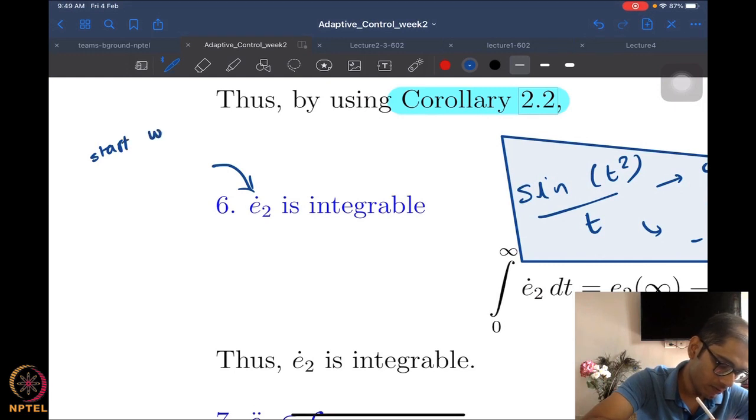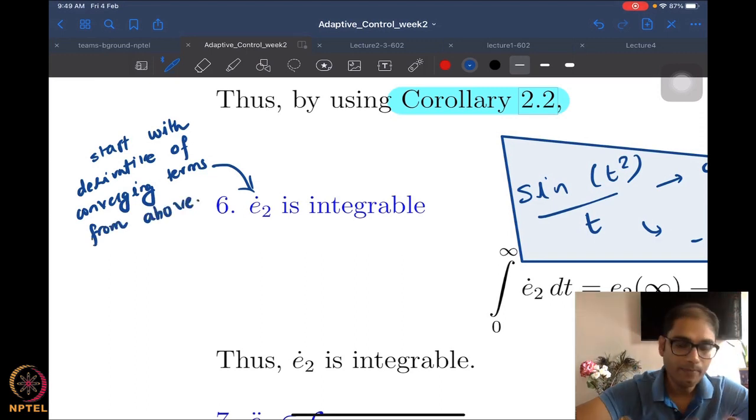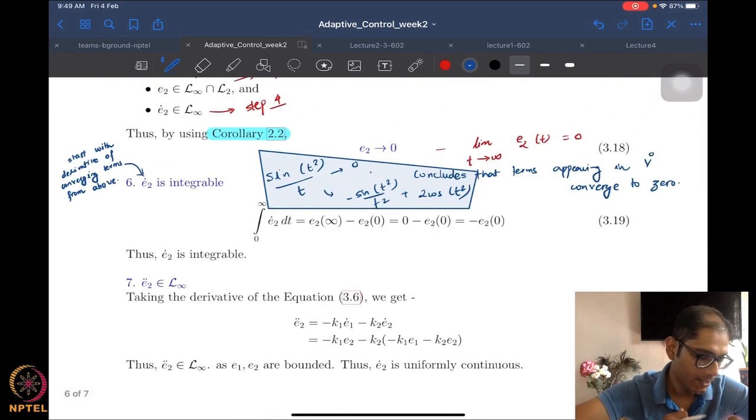Start with derivative of converging terms from above. We start here with all the converging terms from above, so the derivative of all the converging terms from above. In this case, this is only E2 dot. So what do we show?